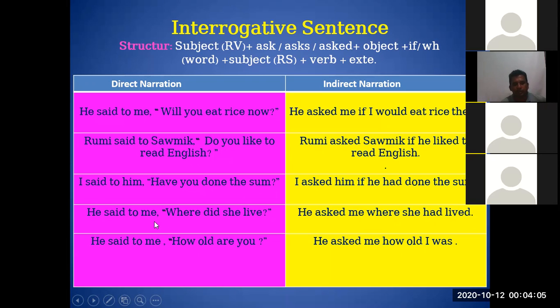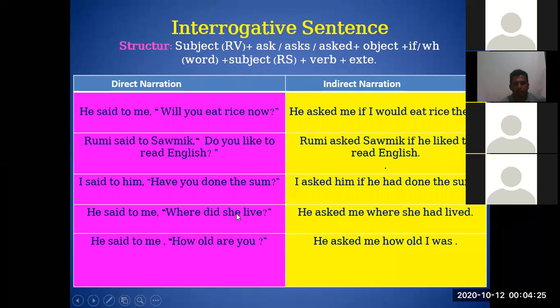Inverted comma is omitted, because there is a conjunction, that is where. There is already a linker where, so we don't need to use if here.